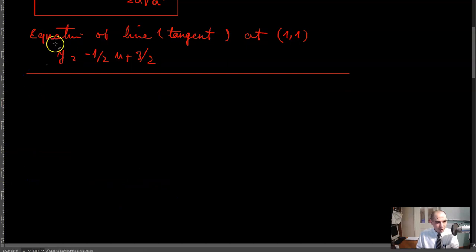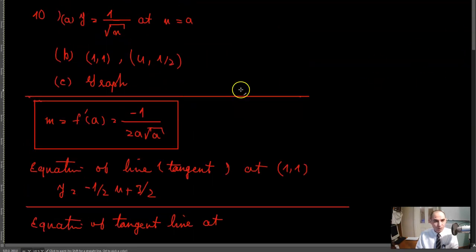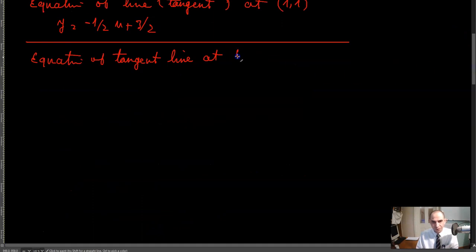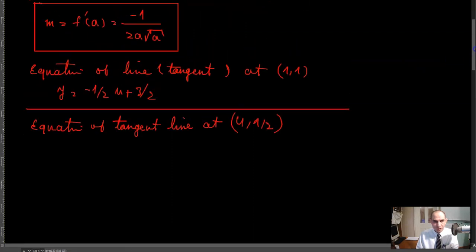Now for the equation of the tangent line at this point, which is (4, 1/2), you need to find the slope of the line at this point. So a is equal to 4 essentially here. So f prime of 4 is the same thing as negative 1 over 2 times a, which is 8, times the square root of 4. The square root of 4 is equal to 2. 2 times 8 is equal to 16, so that's negative 1/16.